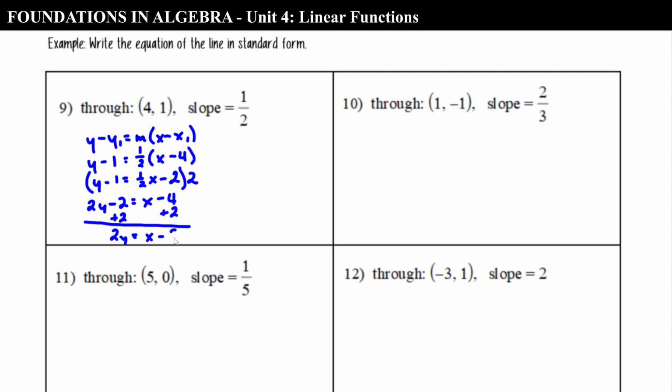X minus 2. I'm going to rewrite this up here. 2y equals x minus 2. We've got to subtract x from each side. And that gives us negative x plus 2y equals negative 2. And we have to flip the signs of everything.